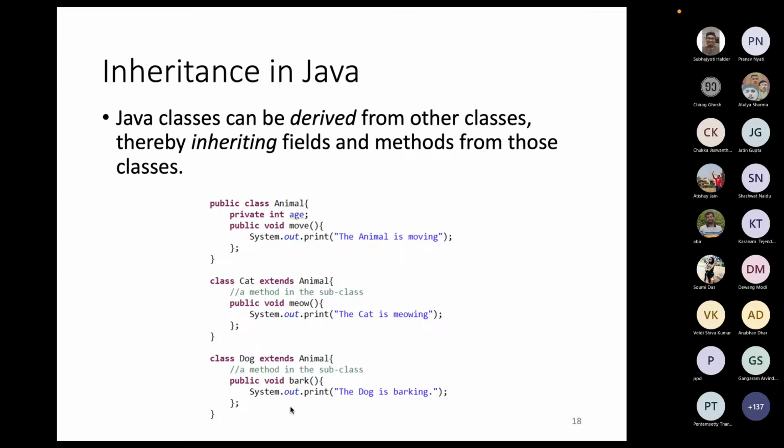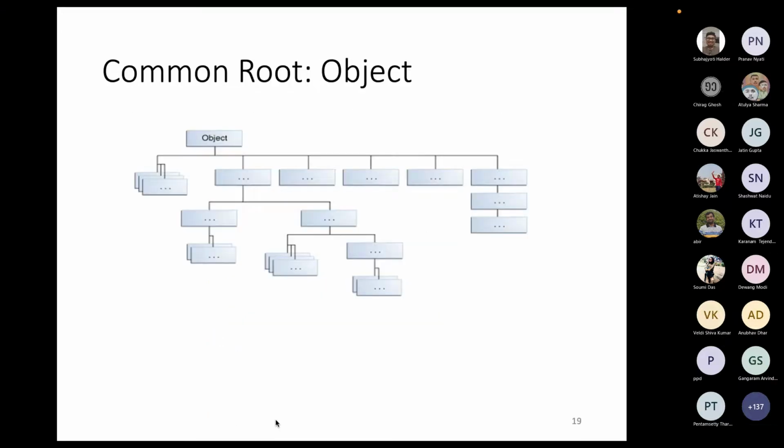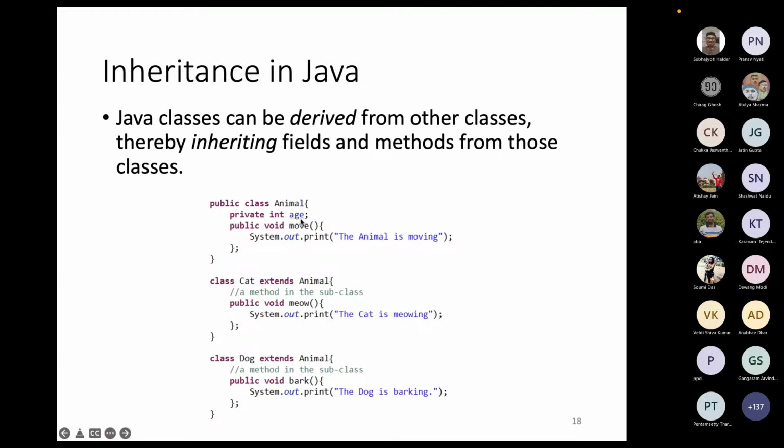But both cat and dog have two common attributes. One is the age. So they have a common attribute, which is the age attribute, which is given here, and they also have a common method, which is the move method. These are the methods which are abstracted out in another class, which is the animal class.